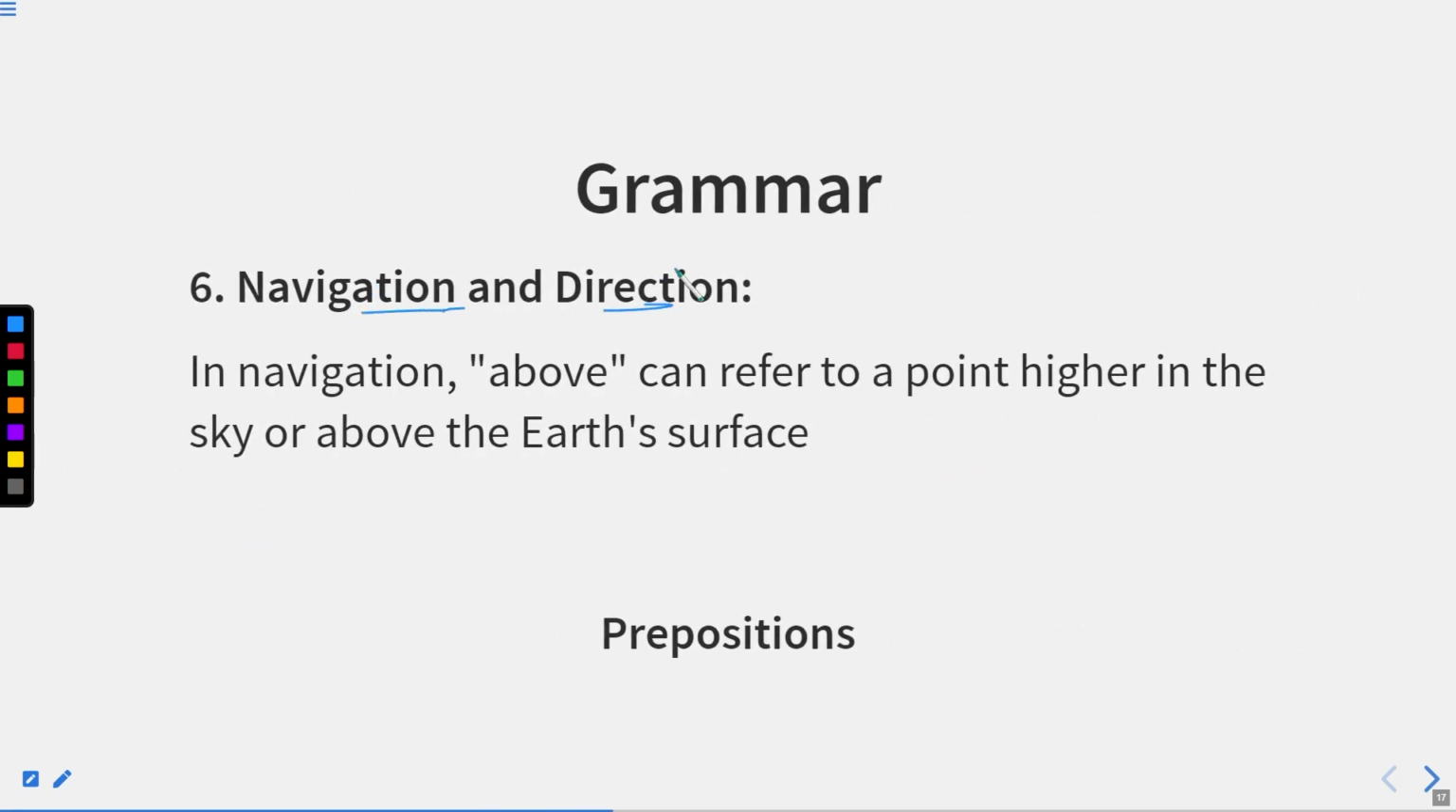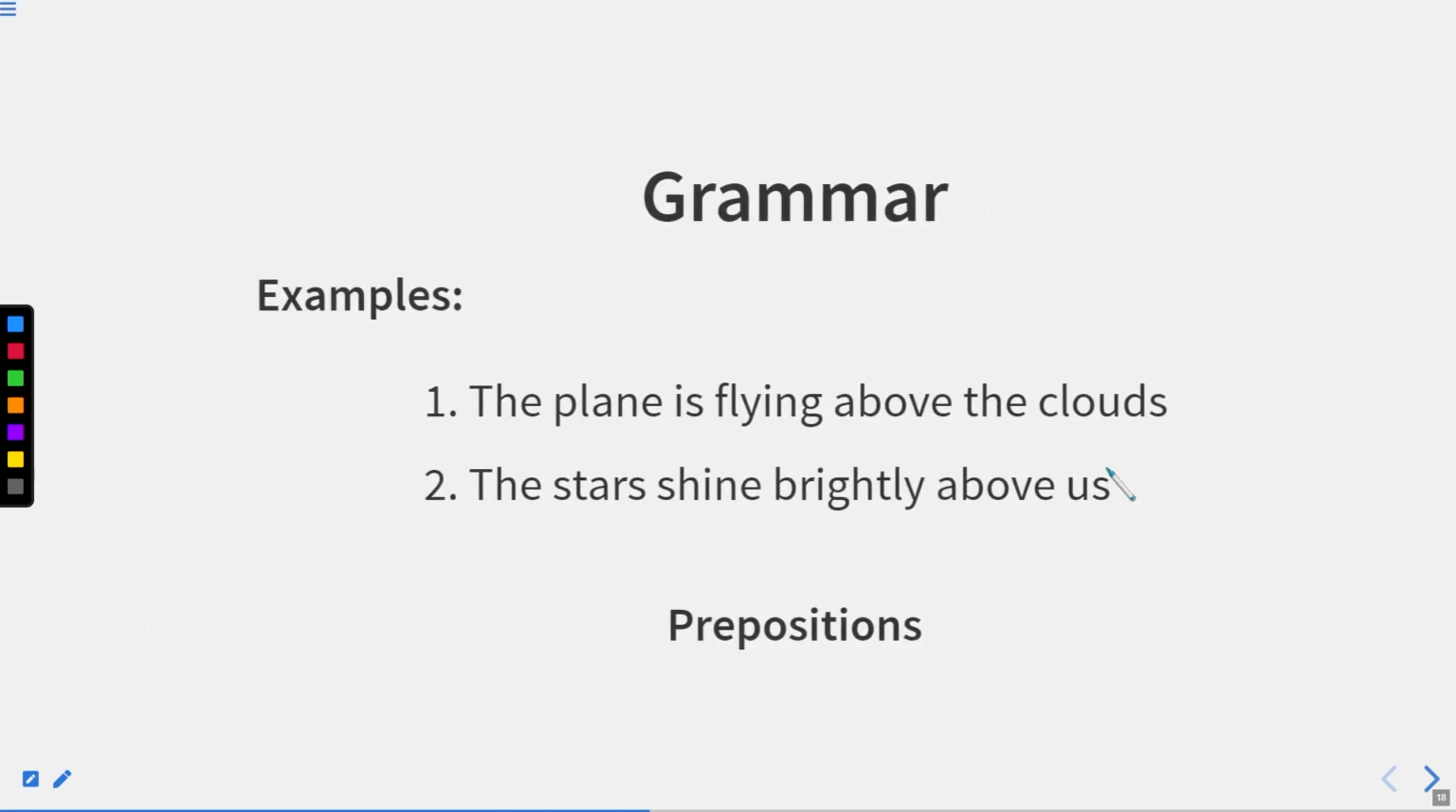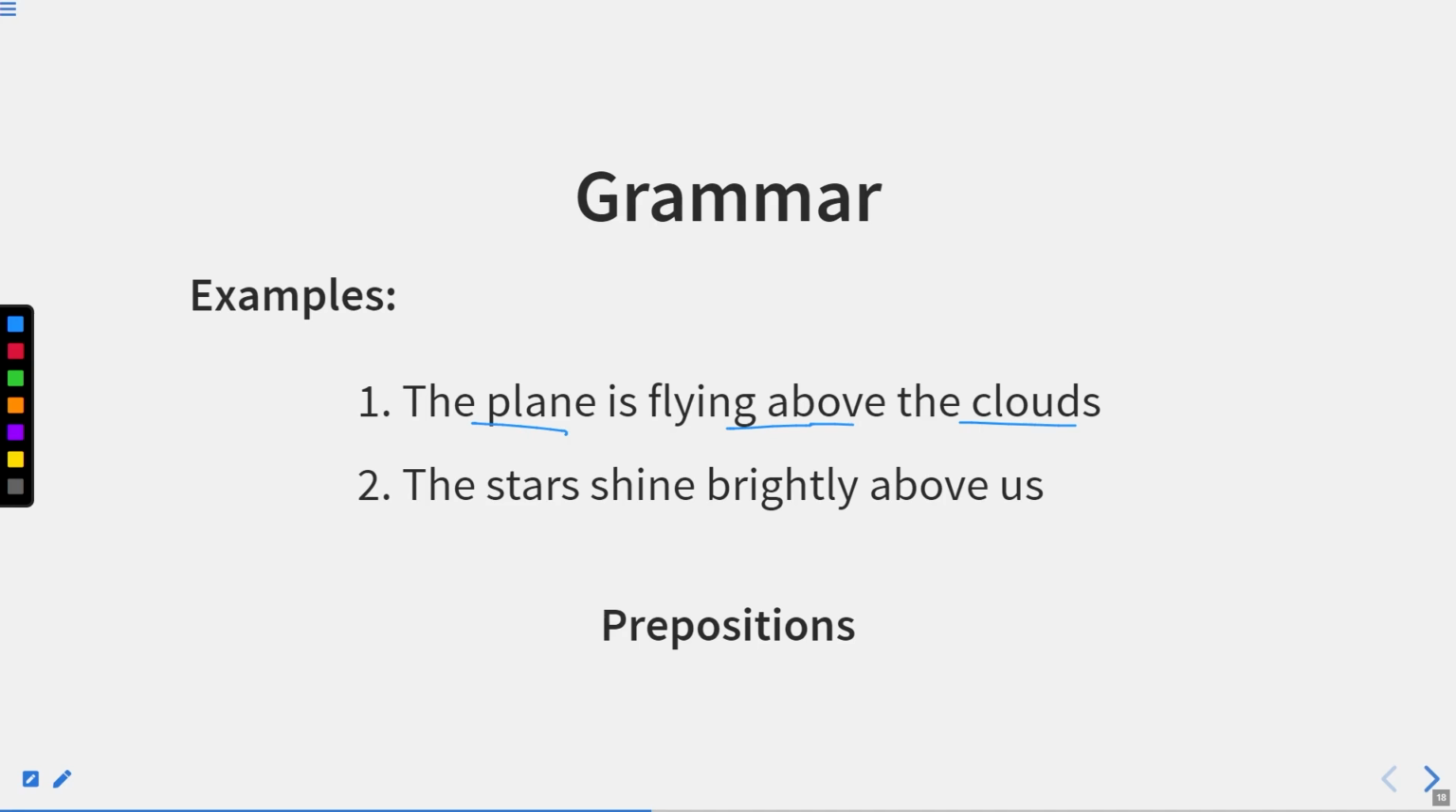Navigation and direction. To show the direction, in case of navigation, we use above. In navigation, above can refer to a point higher in the sky or above the earth's surface. So, if something is above, it means it is beyond the earth's surface. For example, the plane is flying above the clouds. Of course, it is flying above the clouds, it means beyond the clouds.